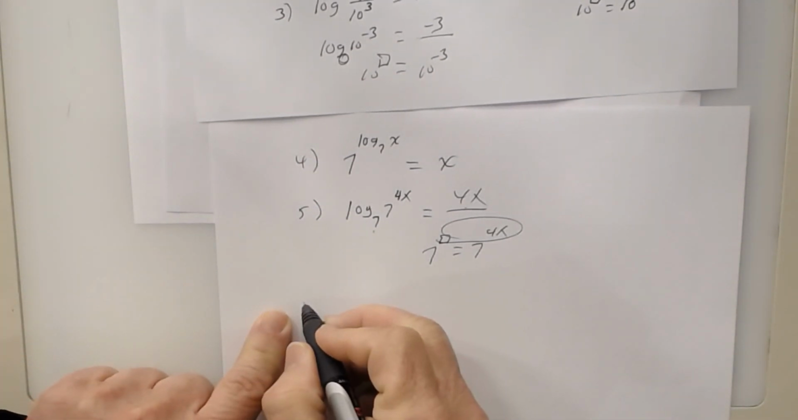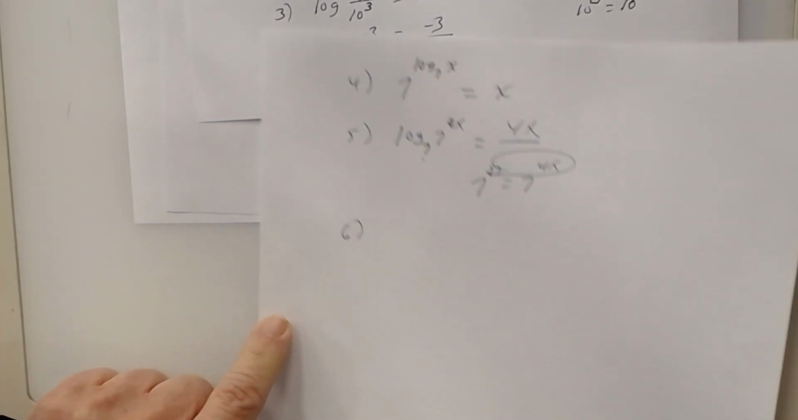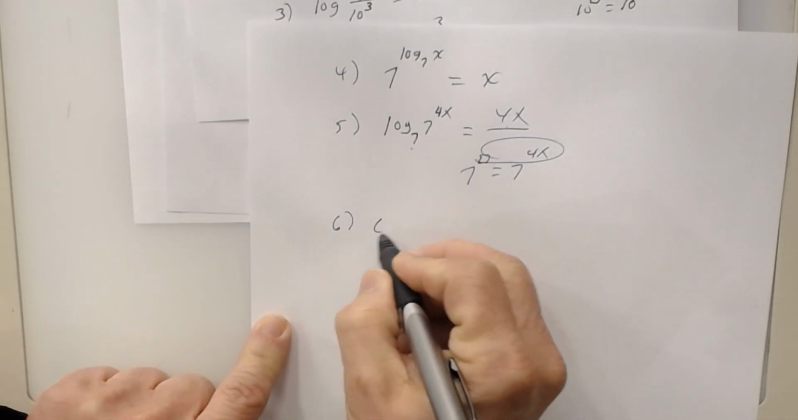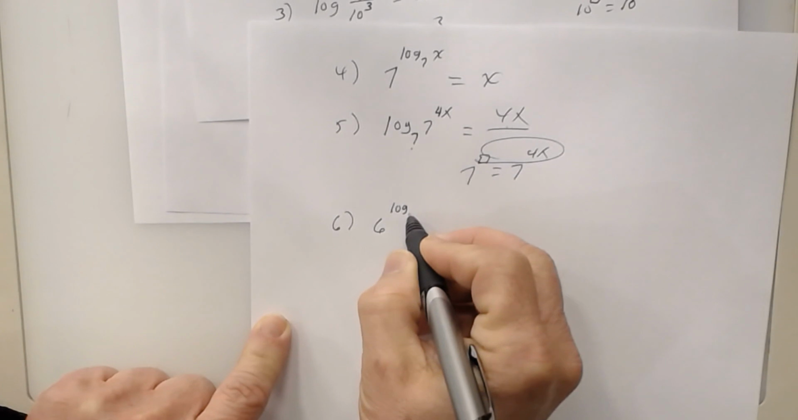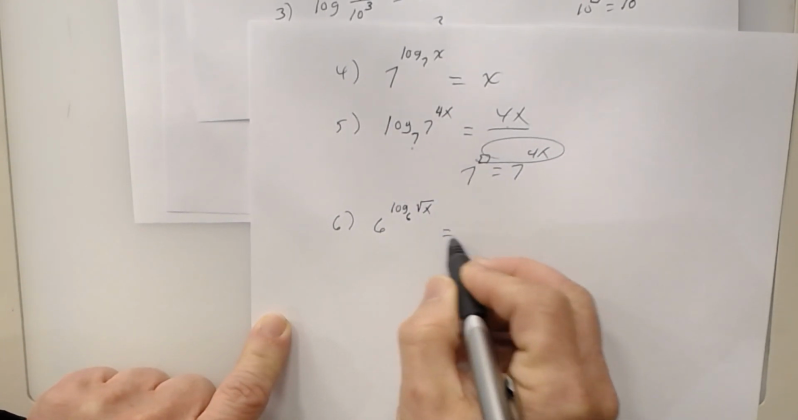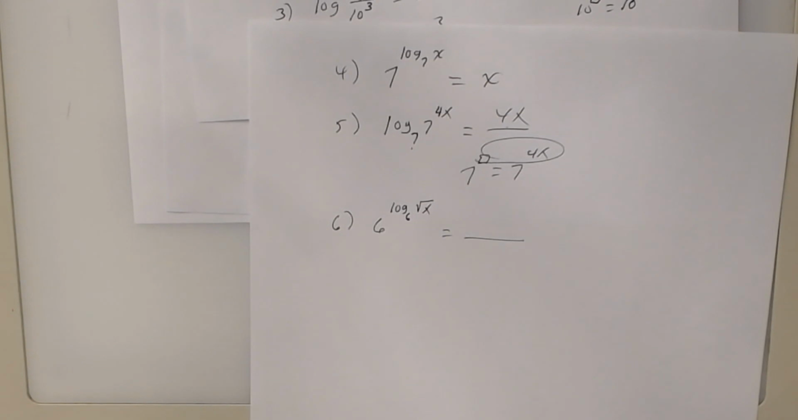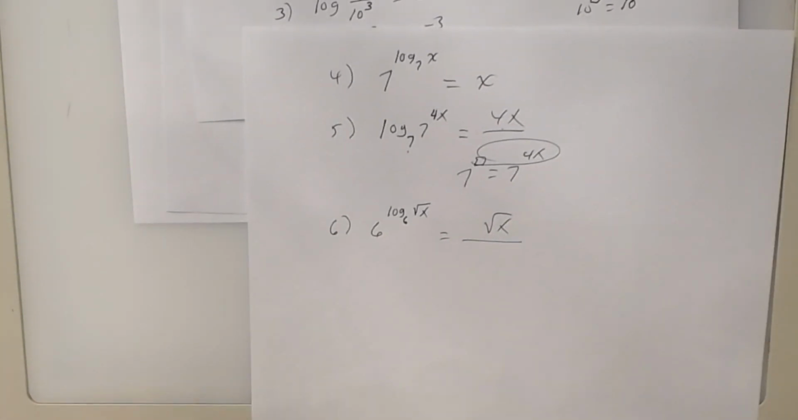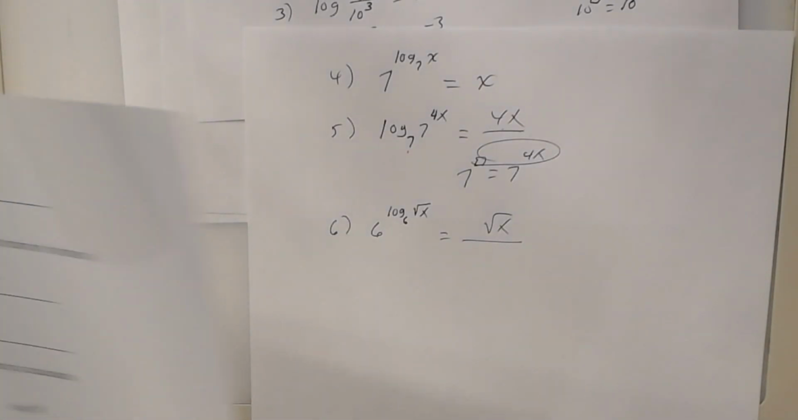All right, and then what about this? Number 6. What if we had 6 to the log base 6 of the square root of x? Whenever the base is the same, it's just the what? The argument. So what's the argument? Square root of x. That's all you do. All right. So that was a quick review on what we did yesterday and something that you're going to need for Monday.